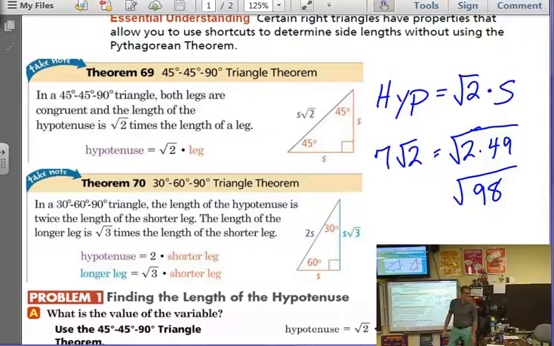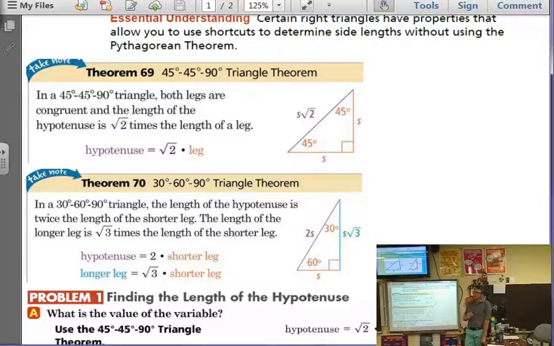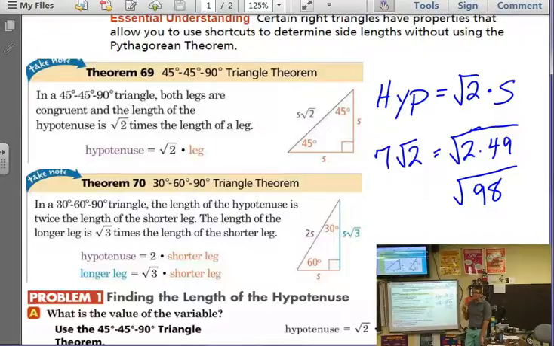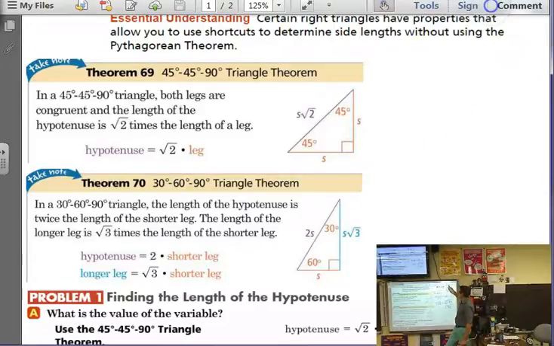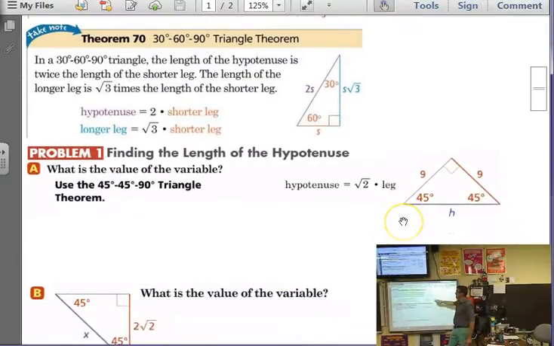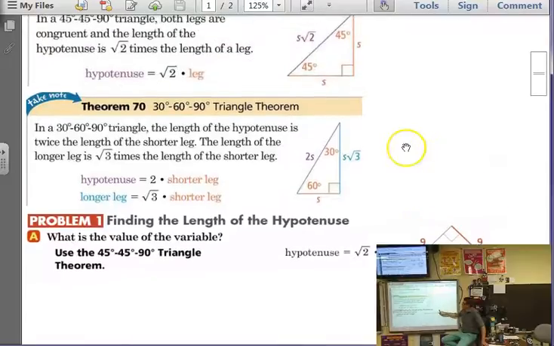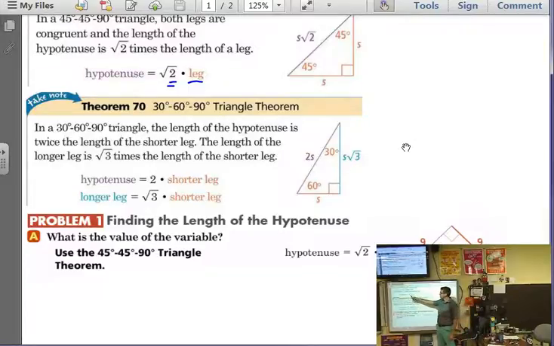Now 30, 60, 90 right triangles, it's a little bit harder to remember that special rule, but it still involves the radical 2. A radical and a 2. I said that too quickly and I said it the exact opposite of what I wanted to say. The special isosceles right triangle, think of it as having 2 legs that are the same, and that's why we use the radical 2 and the leg.